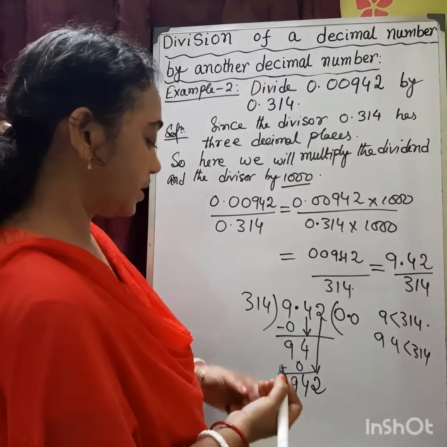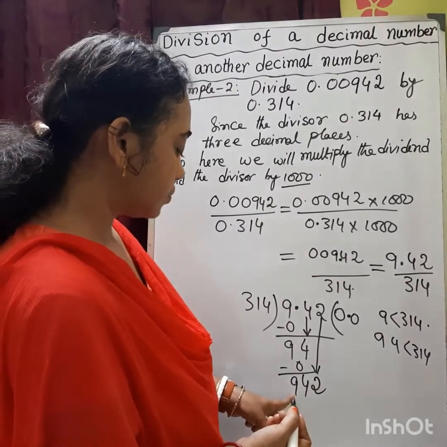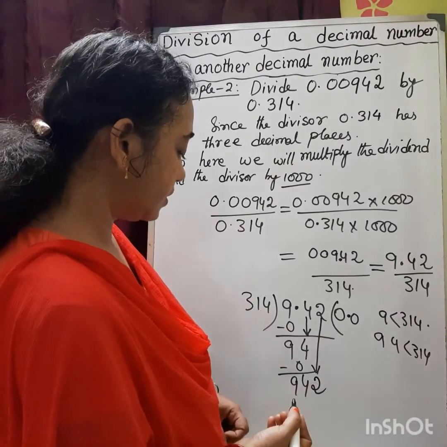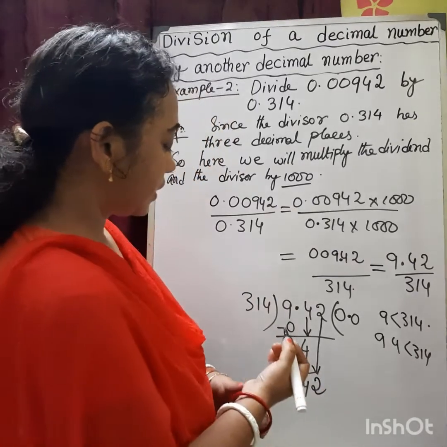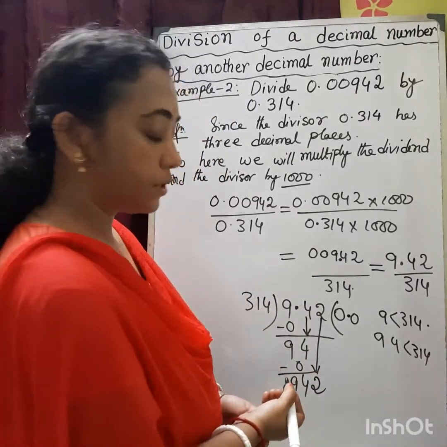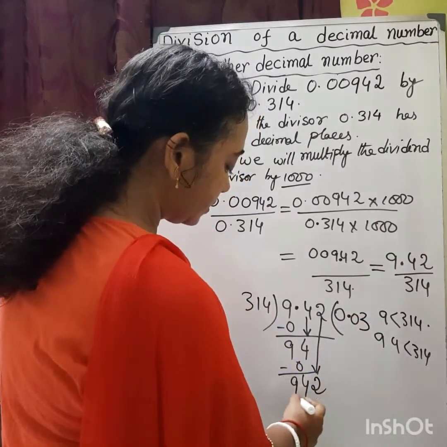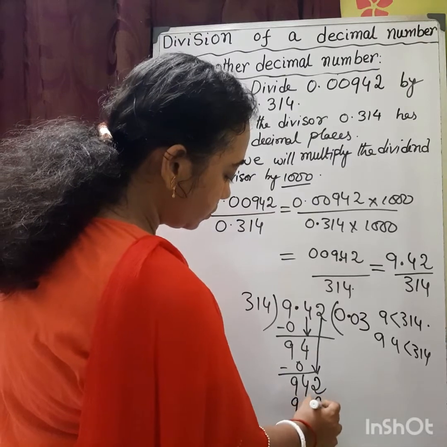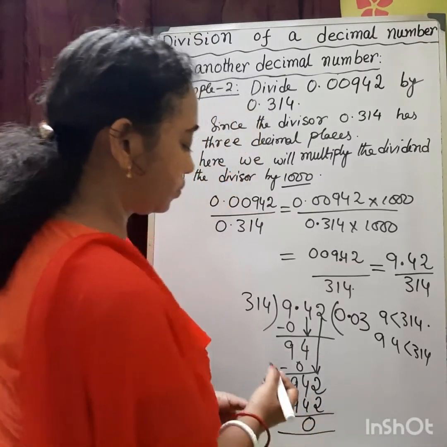Now here it is 3 and here the first digit is 9. We know 3 3s are 9. So let us multiply this number by 3. So we know 3 4s are 12. So 2, then 1 carry, then 3 1s are 3 plus 1 is 4, and 3 3s are 9. So here we are getting the same result, 942. Now we subtract them, we get the remainder as 0.